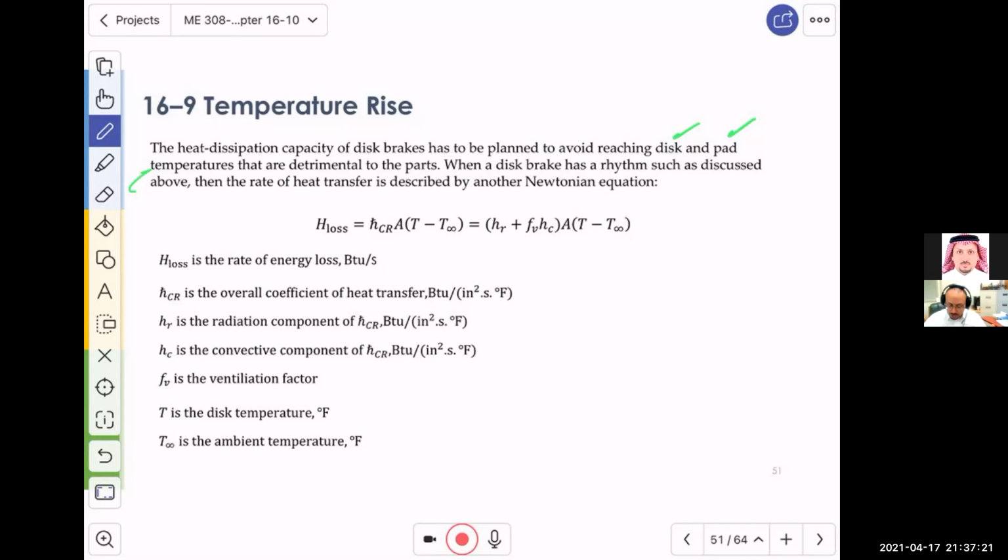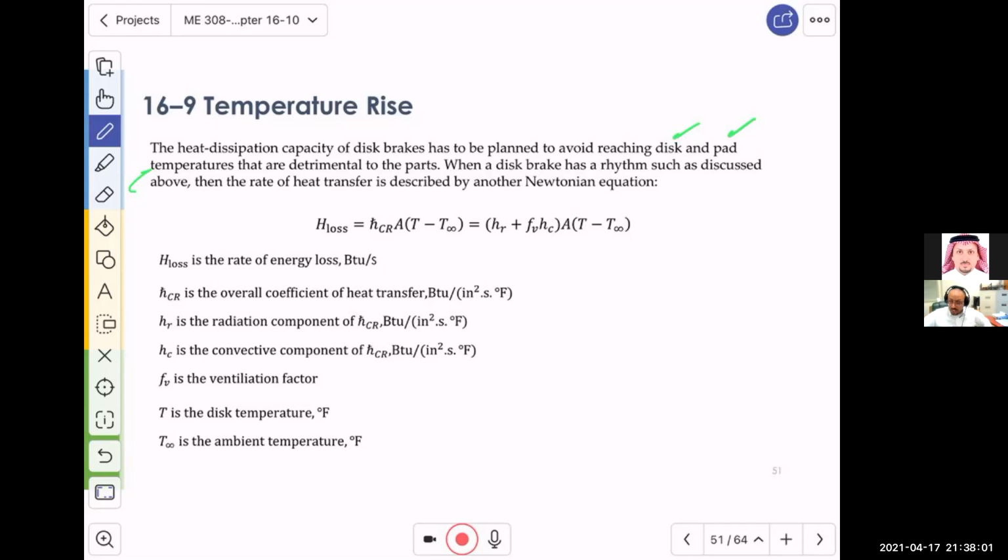So when a disc brake has a rhythm such as discussed above, which we discussed before, then the rate of heat transfer is described by another Newton equation. Of course, shabab, the word rhythm means you go up and down, up and down. Rhythm is more of a systematic repetition. And we know that we can't get this from our client if we are a manufacturer of brakes for cars. But there are always ways to get around these things, such as uncertainty analysis and so on.